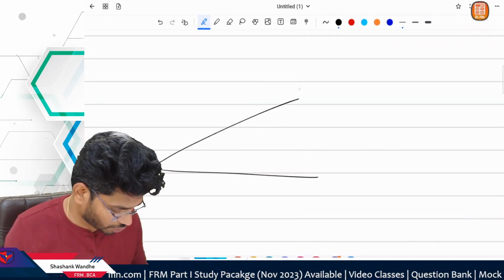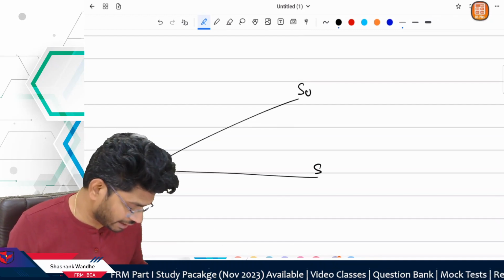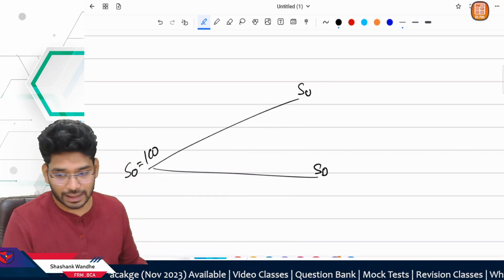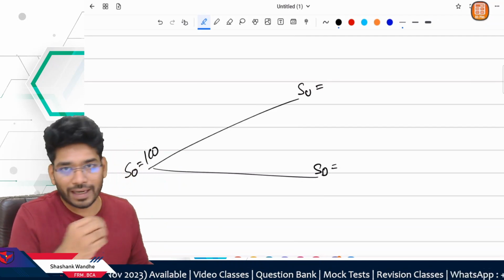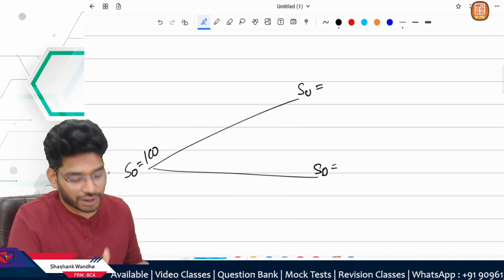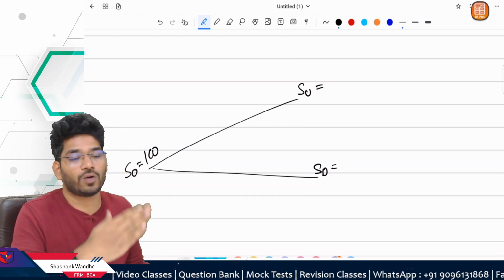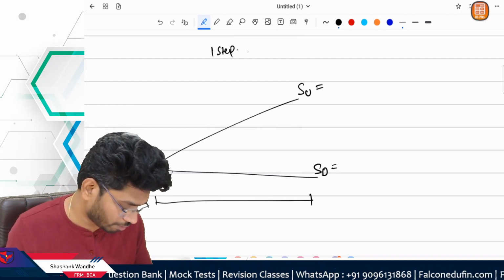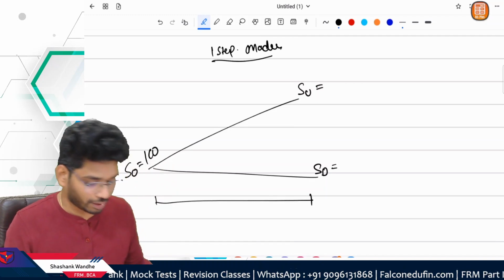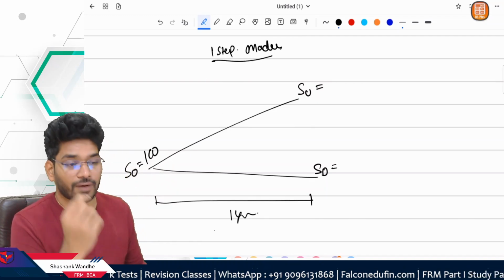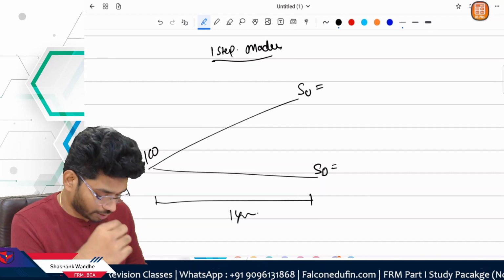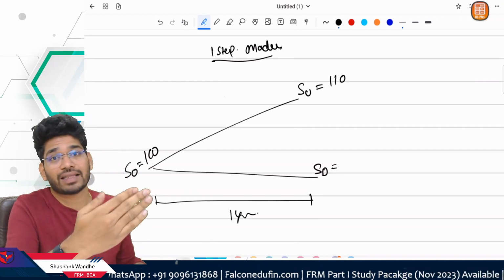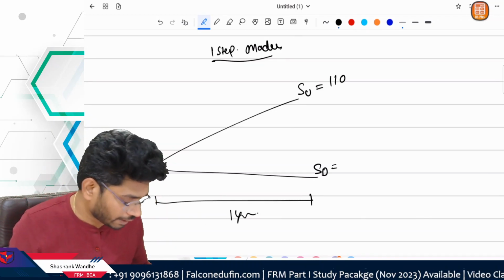These are two legs, SU and SD, and this is S0. We are provided with S0, say 100. I'm directly assuming the upward movement, then we will see the U and D calculation. Upward movement means in a 1 year time frame. I'm assuming a one step model, and this is 1 year. So in 1 year the stock price will go up to 110, and by the same proportion it should go down to 90.